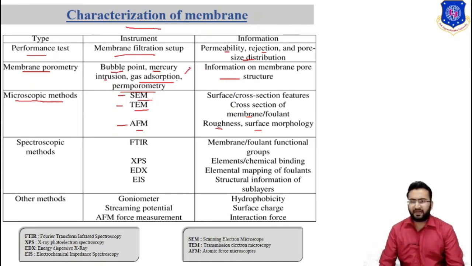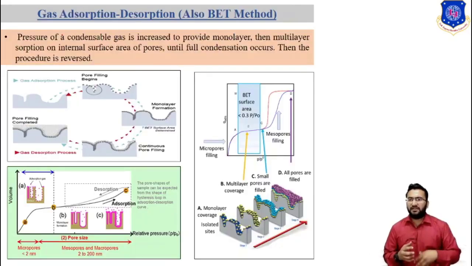So let's start with the gas adsorption and desorption method, which is also known as the BET method. The pressure of a condensable gas is increased to provide monolayer and then multilayer sorption on the internal surface area of the pores until full condensation occurs. Then the procedure is reversed. Using a graph between filling and emptying of the pores gives the measurement of the pore volume distribution. The internal surface area at monolayer coverage is then used to calculate the pore diameter distribution.